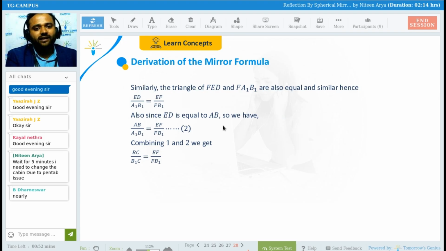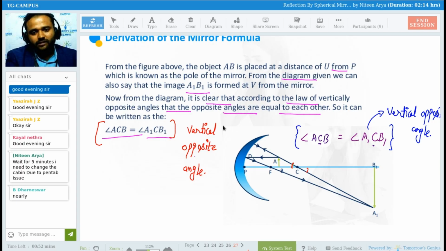Now, similarly, the triangle FED. Now, what is FED? I need FE. Okay, FED. FPD only. Sorry, I started speaking. FPD. That is FPD. And FA1B1 are equivalent derivations.